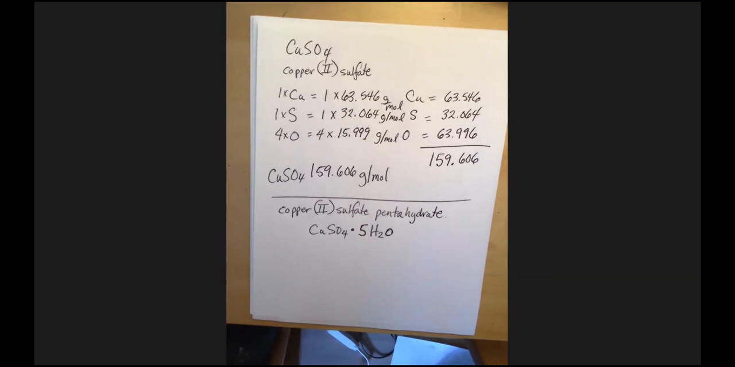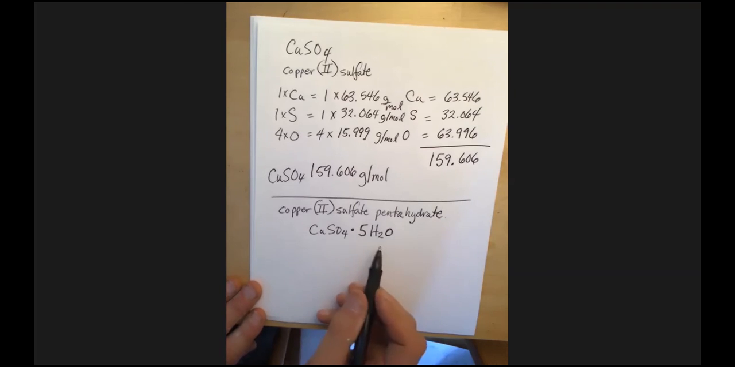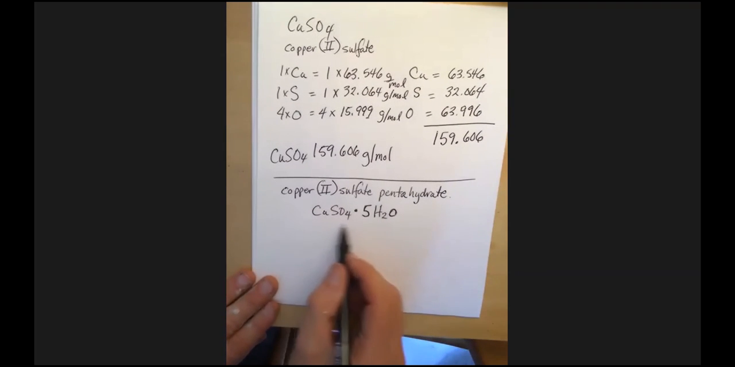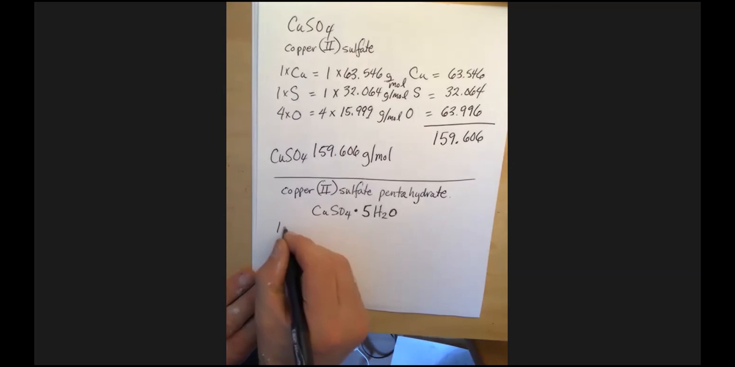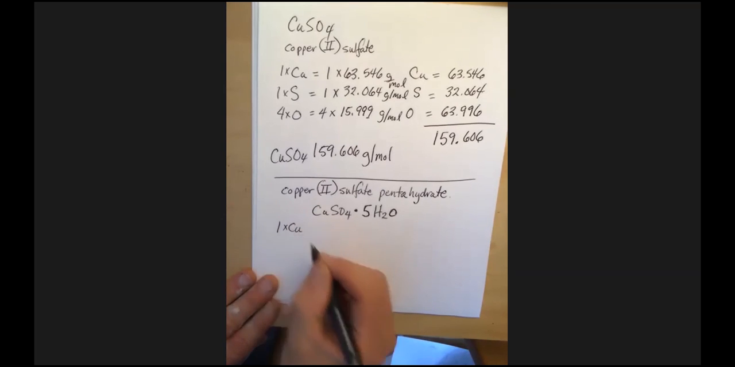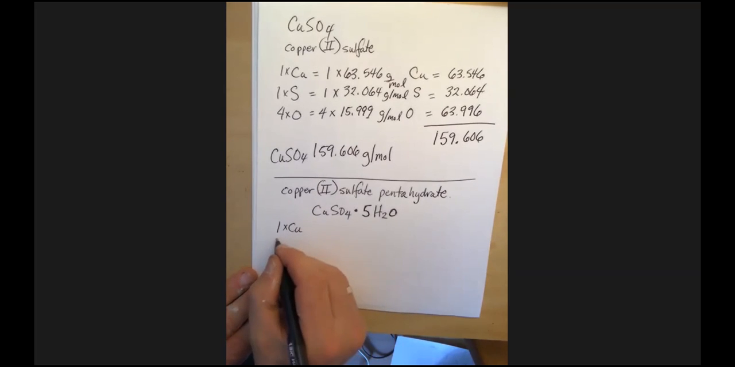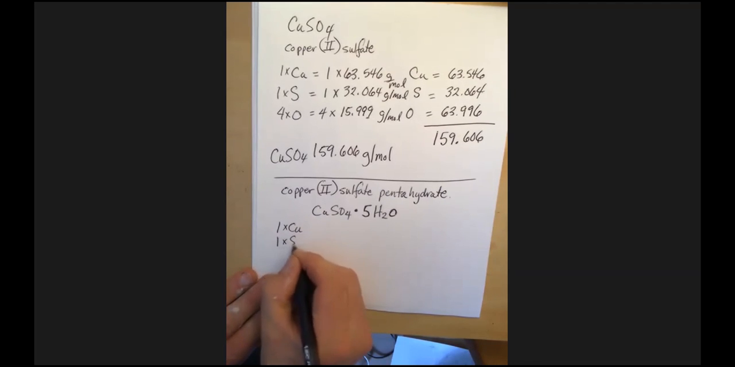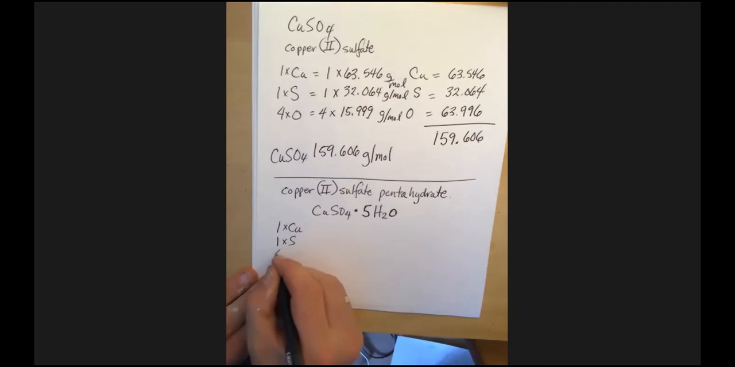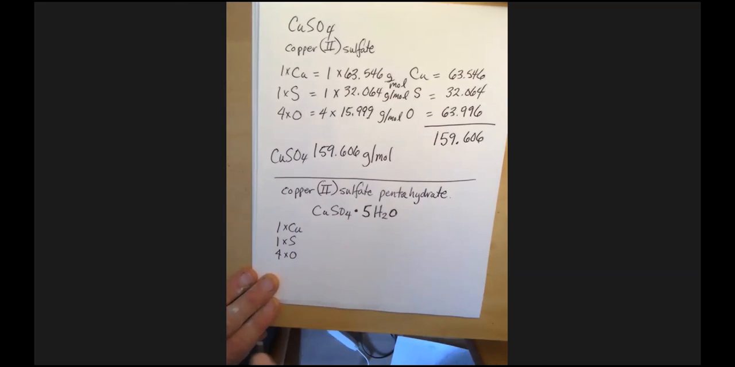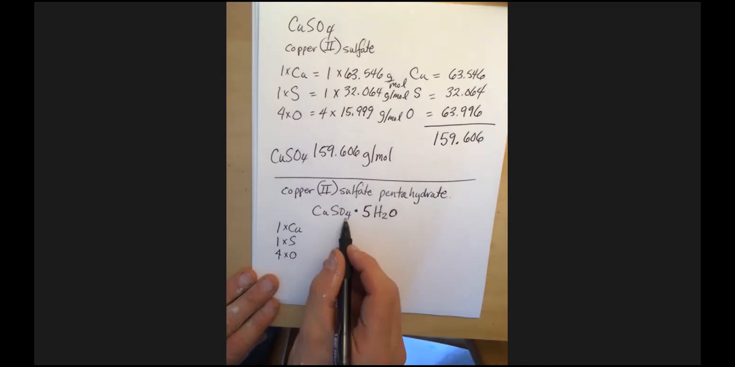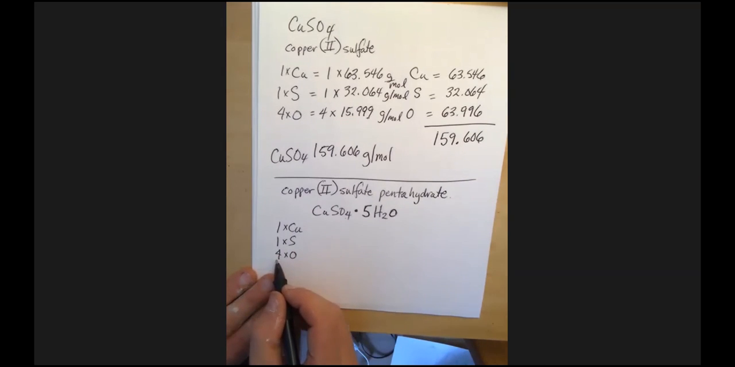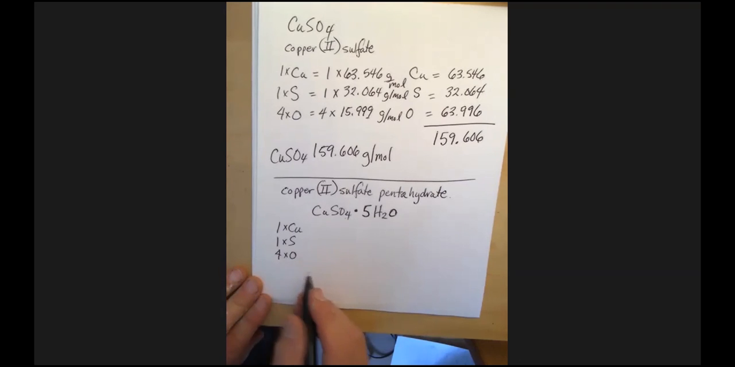So you might need to work out something associated with the molar mass of this. And we're going to do it the exact same way. I've got 1 times copper. Look at that, I got it right this time. I've got 1 times sulfur. I've got 4 times oxygen. I could get cocky and say I've got 4 oxygens here and 5 over here, and change this number to a 9. But life is much simpler for you and me if we don't do it that way.